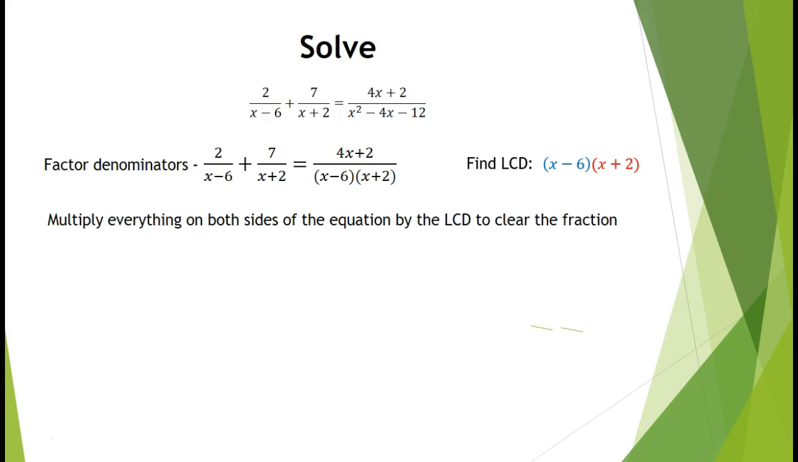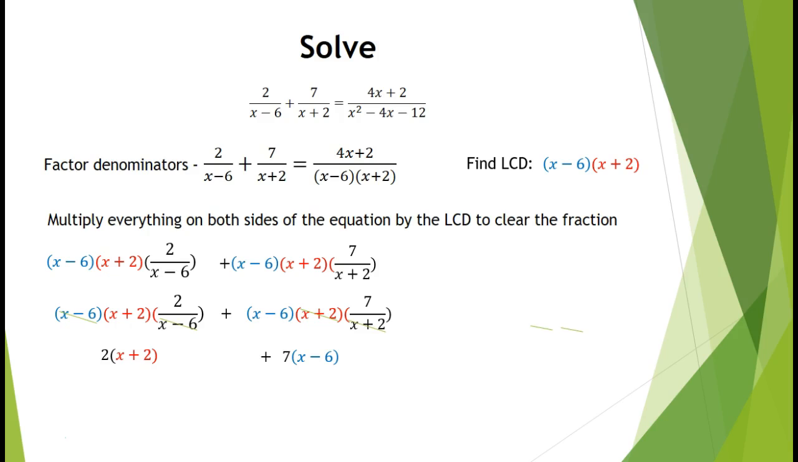Now I did this in pieces so that hopefully it's very clear to you what's going on. I have 2 divided by x minus 6. I'm going to multiply that by the least common denominator. When I do that, x minus 6 cancels out. So I'm left with 2 times x plus 2. And I no longer have a fraction. Now I'm going to deal with 7 over x plus 2. When I multiply that by the least common denominator, x plus 2 cancels out. And I'm left with 7 times x minus 6.